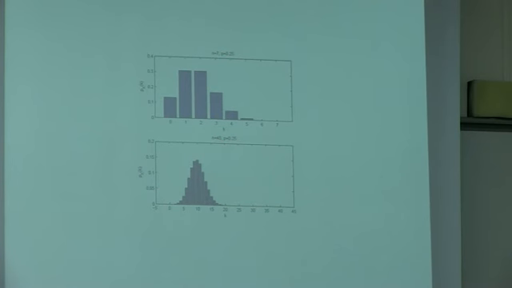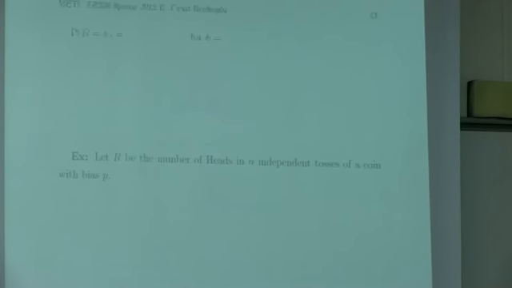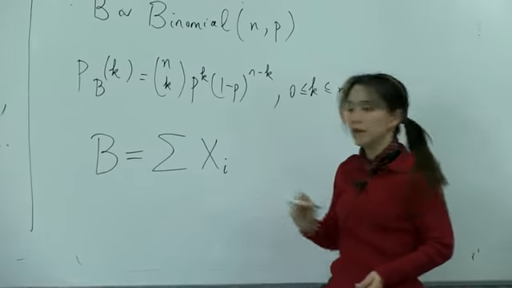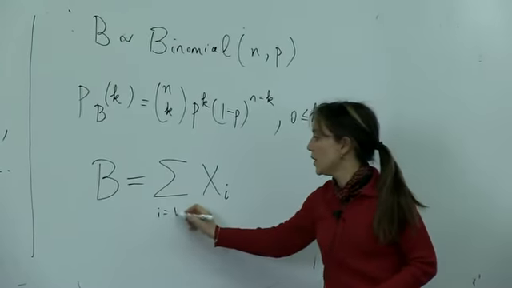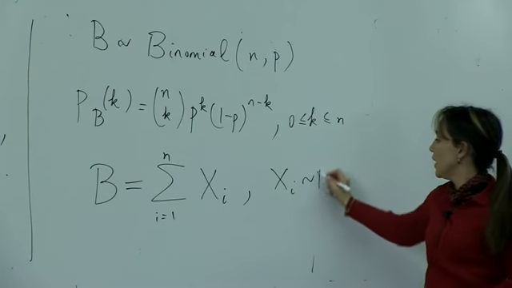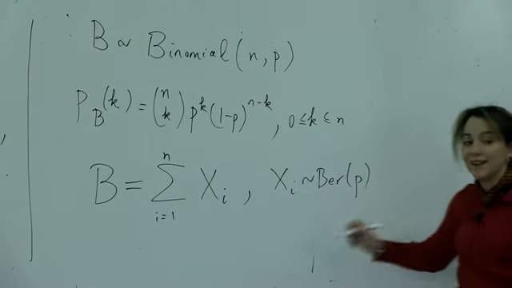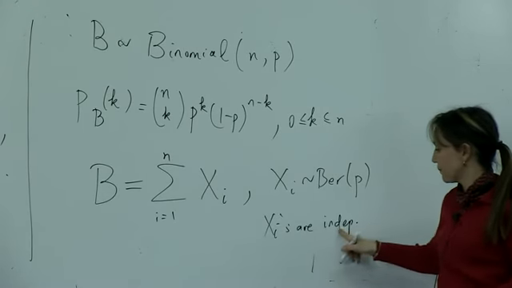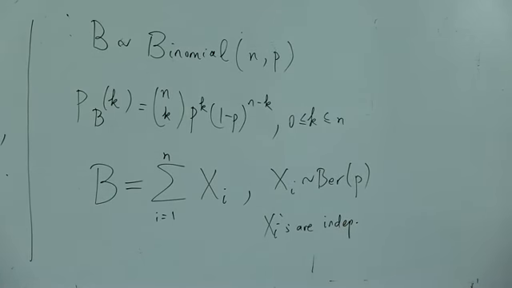Any questions? Let me repeat. The easiest way of thinking about a binomial random variable B is to think about it in terms of Bernoulli random variables X_i, i from 1 to n, Bernoulli with parameter p, and it's very important that the X_i's are independent. Once you have this down, all the rest will be easy.